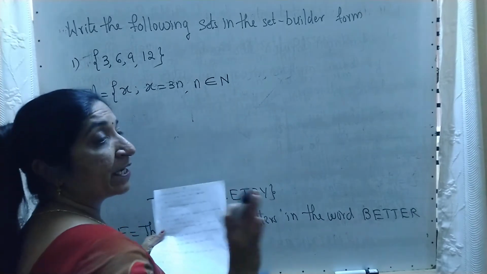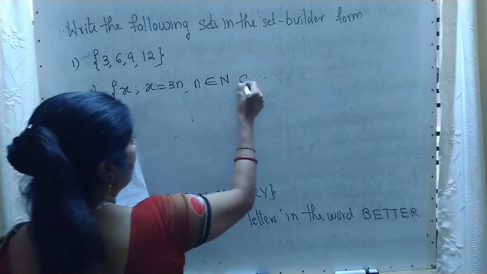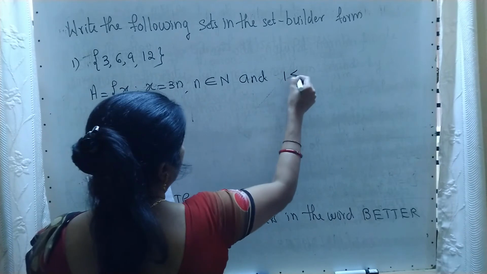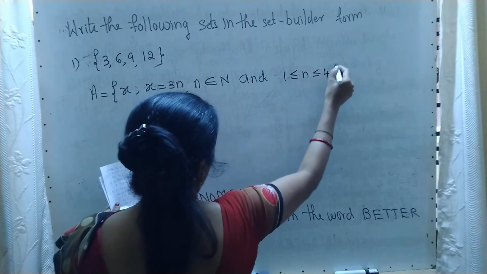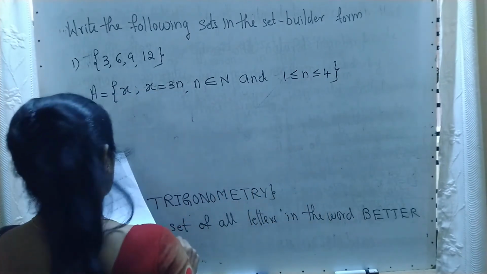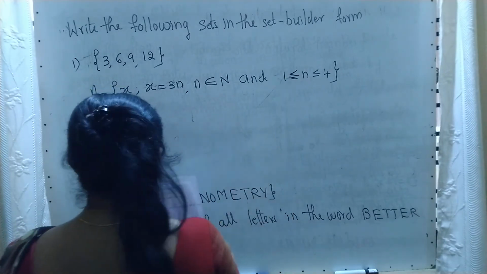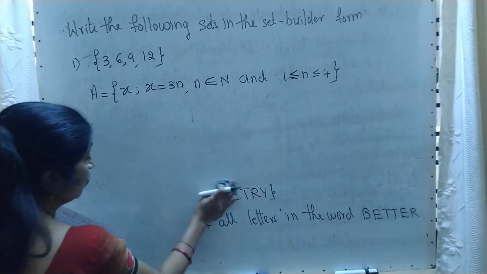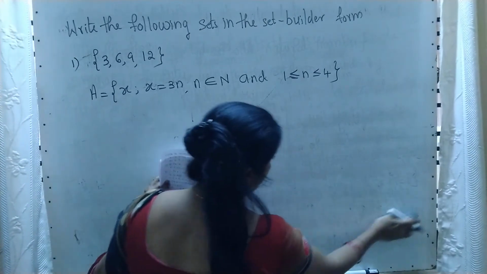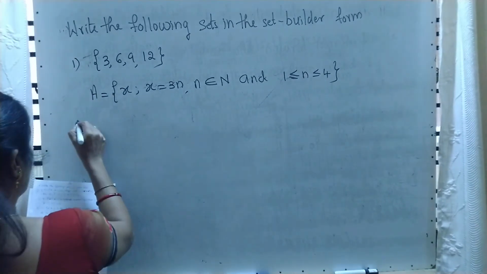We are not writing a negative number, and it is lying between what? It is lying between 1 and 4. This symbol tells you we are including 1 and 4: 1, 2, 3, 4. Second one.